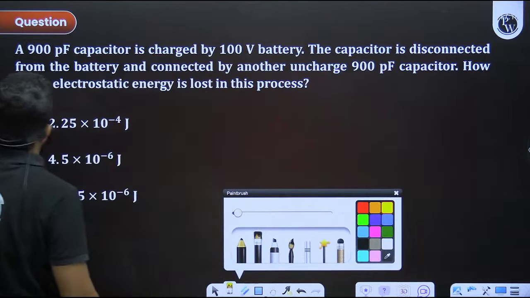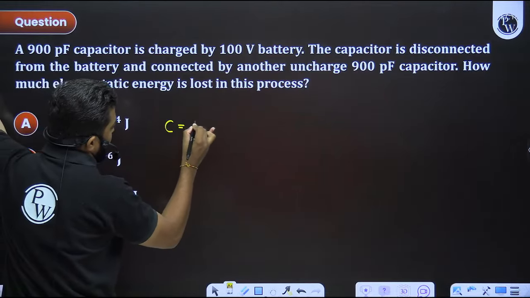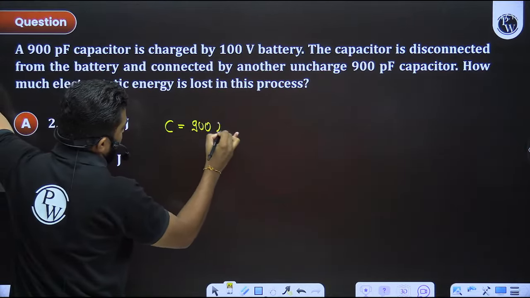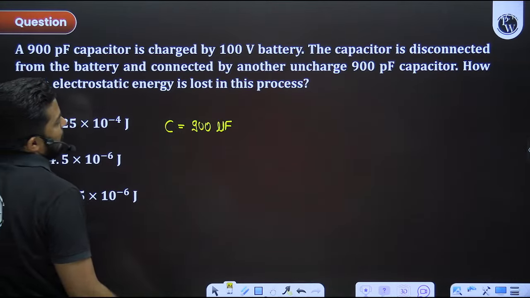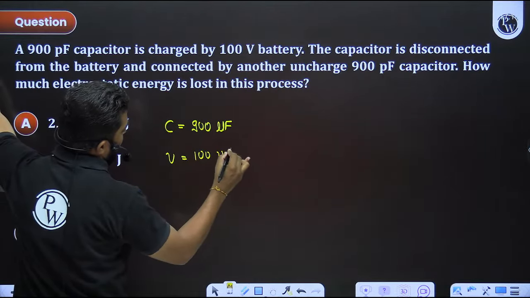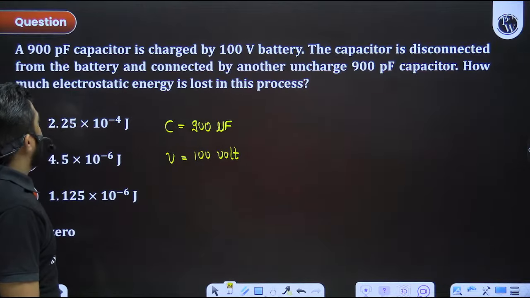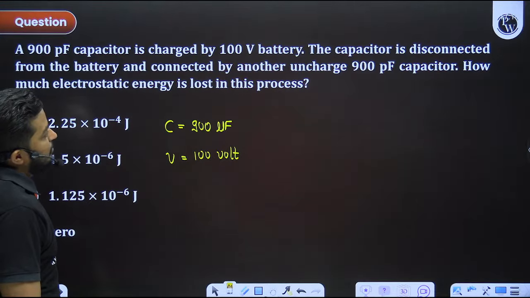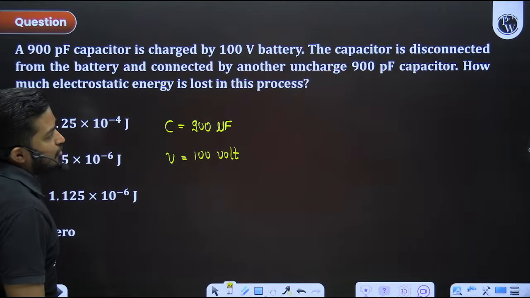Initially they provide a 900 picofarad capacitance. So the value of capacitance C is equal to 900 picofarad. And it is charged by a 100-volt battery. So V is equal to 100 volt. The capacitor is disconnected from the battery and connected to another uncharged 900 picofarad capacitor.